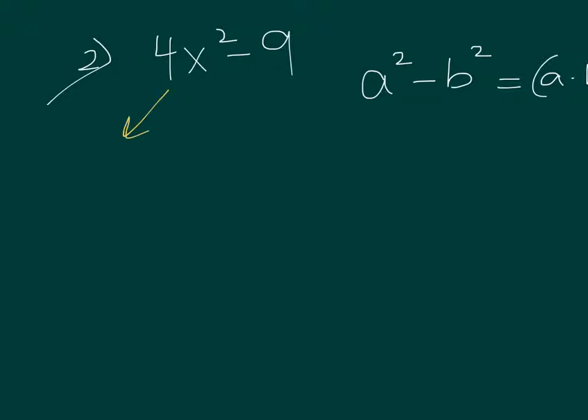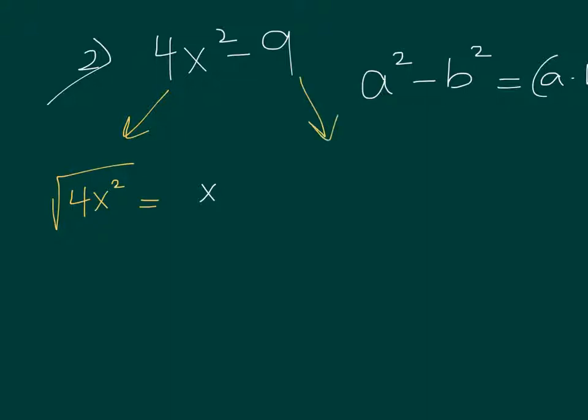If you take this one, for example, and you try to square root 4x to the second, what's the square root of 4? 2. What's the square root of x squared? Remember, since the index is 2, 2 divided by 2 is a 1. So when you square root 4x to the second, you're going to get 2x.